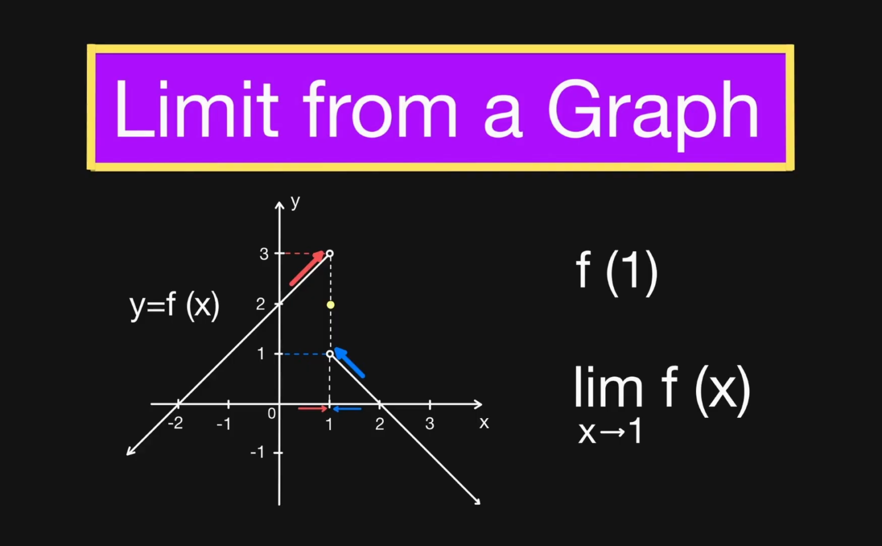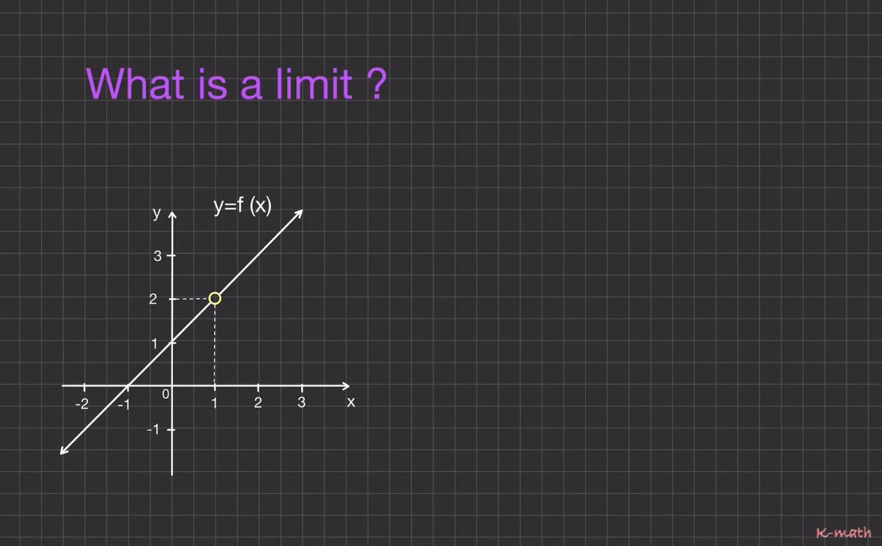Let's think about this. When x gets really close to 1, or x is exactly 1, is the y value the same or different? Sometimes it is, and sometimes it isn't. Let's figure out what it really means step by step. Alright, let's get started. Here's a graph of f of x, like this. Let's think about this limit expression.